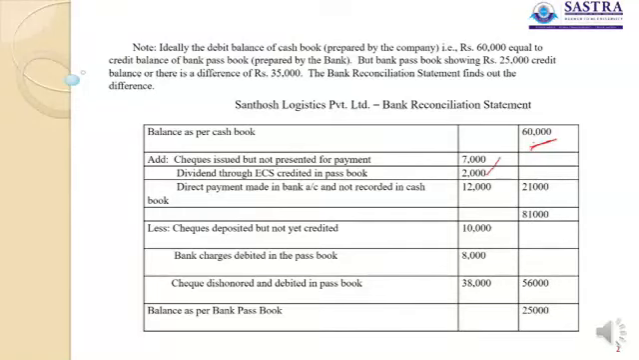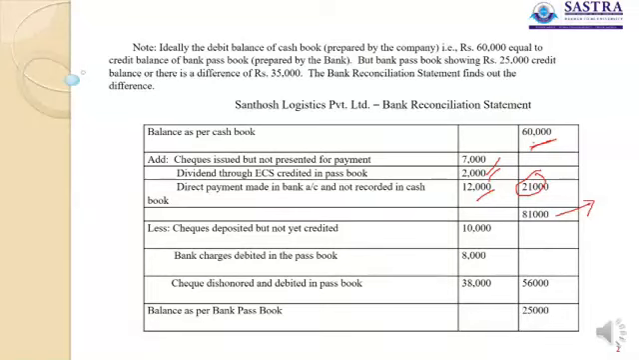of 7,000 checks issued, payment not entered or not remitted for collection by the person to whom it is issued, and 2,000 rupees the ECS clearance, that means a dividend and the direct payment made in the bank account and not recorded in the cash book. So the total of these would become 21,000, and all are added, the total is 81,000.